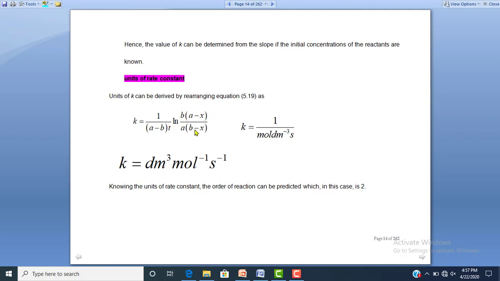So when we applied the concentration unit, the unit of concentration is mole per decimeter cube and the unit of time is second. So the unit is 1 over mole per decimeter cube second. And when we write the value in one line, then this second will be written as per second. So the unit of k will be equal to decimeter cube per mole per second.